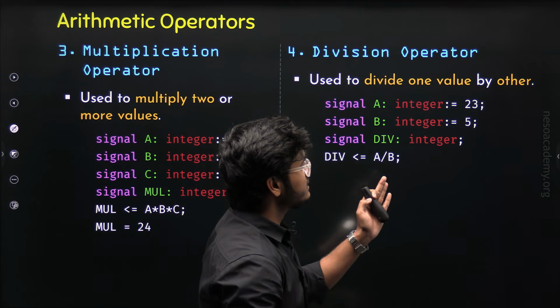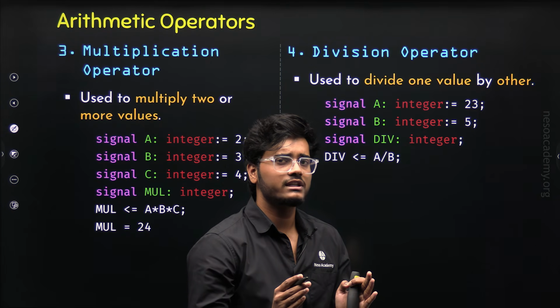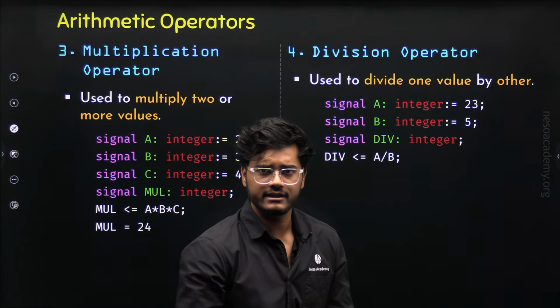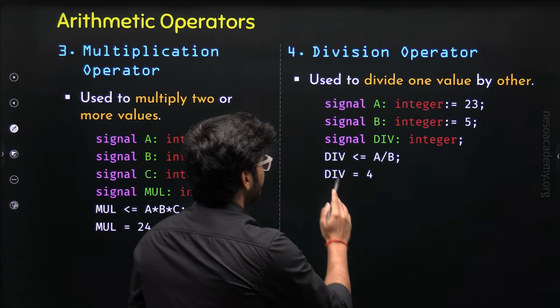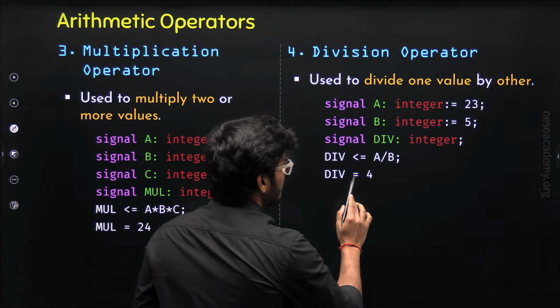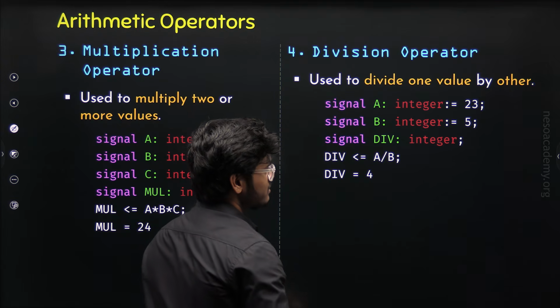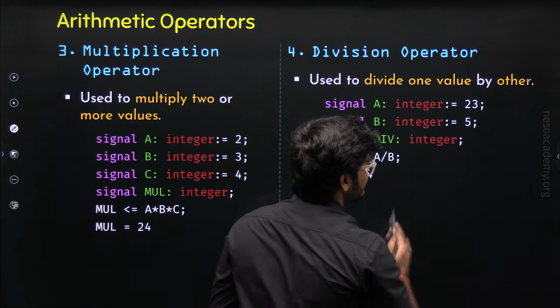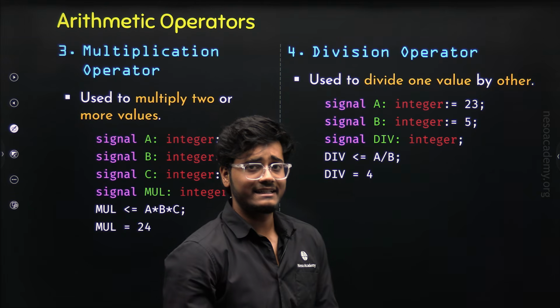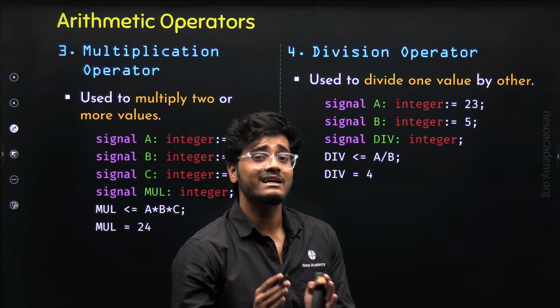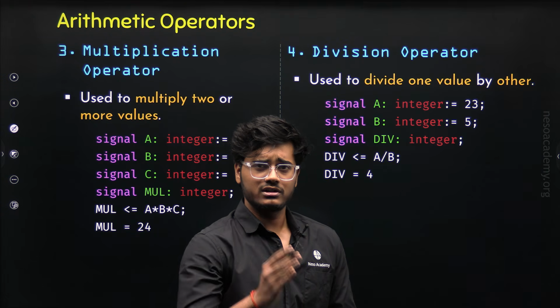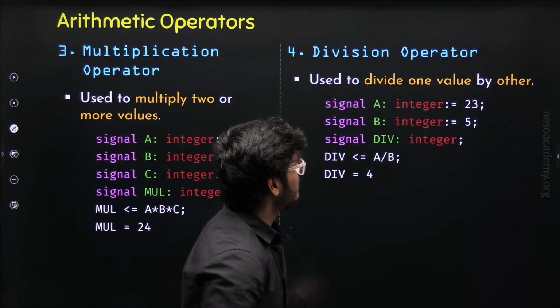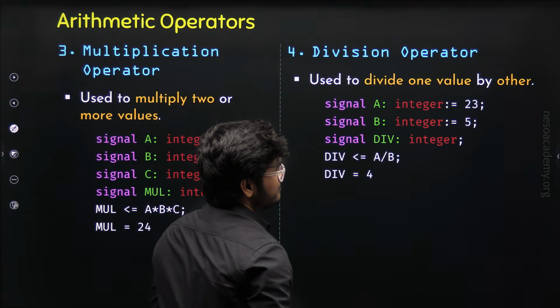When we divide 23 by 5, what will be the quotient? 4.6. But here, signal div will have the value 4, a whole number, because signal div is an integer data type, and we all know that the integer data type does not include the decimal part. In order to include the decimal part, we need to change the data type.